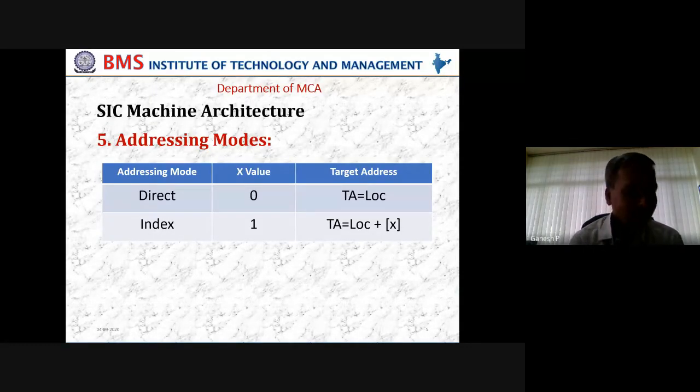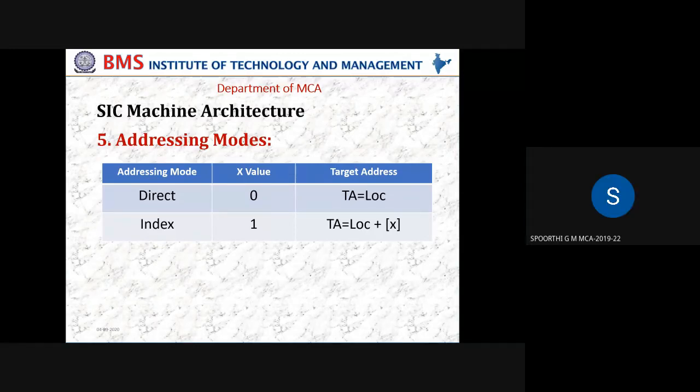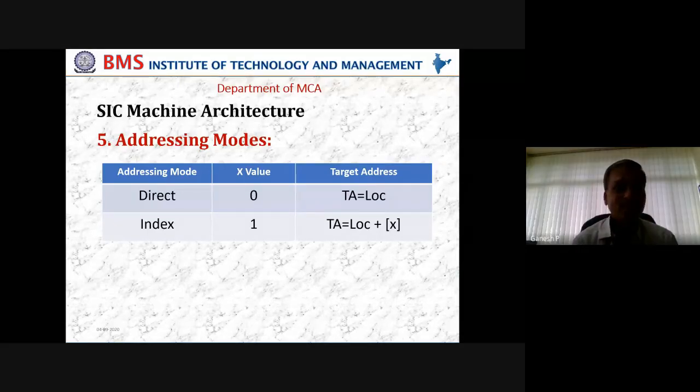If one of you can define the addressing mode for me: what do you mean by an addressing mode? How do you define an addressing mode? It's nothing but a location where the operand is specified. Correct. So if you want to define it formally, addressing mode is nothing but the location of an operand at the time of program execution.